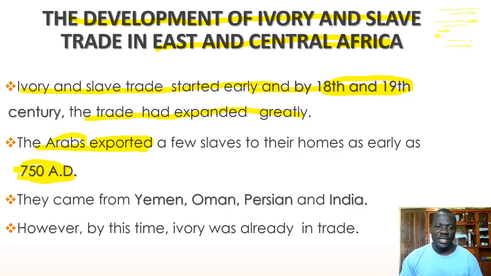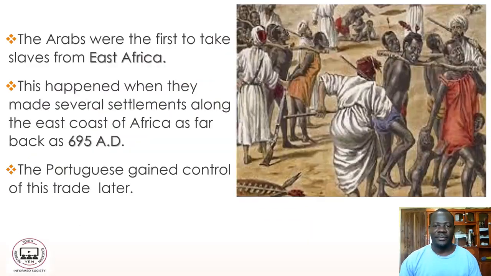So we talk of the Arabs. These Arabs came from Yemen, they came from Oman, Persia, as well as India. So these Arabs came from different places in Arabia. However, by this time, ivory was already in trade. So by that time, we talk of 750, ivory was already in trade. So the Arabs were the first to take slaves from East Africa. This happened when they made several settlements along the east coast of Africa as far back as 695 AD. So that's when the Arabs settled on the eastern coast of Africa.